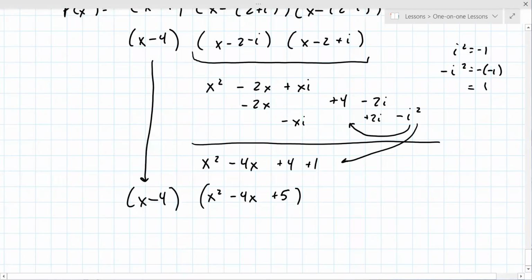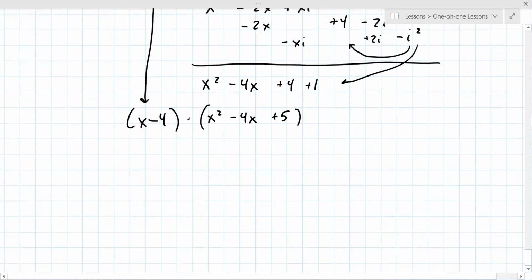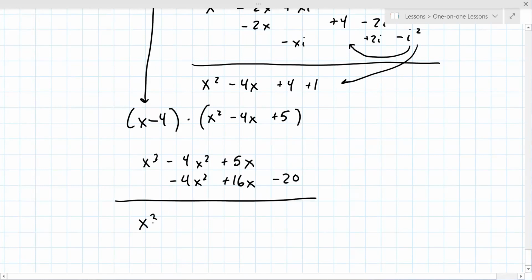So this x minus 4 is multiplying each of these. So you have to do this process again. You have to take this x and multiply by each of the terms in here. So you get x cubed minus 4x squared plus 5x. Then you take this minus 4 and multiply it by each of these. So minus 4x squared plus 16x minus 20. Then you combine your x cubed minus 8x squared plus 21x minus 20.